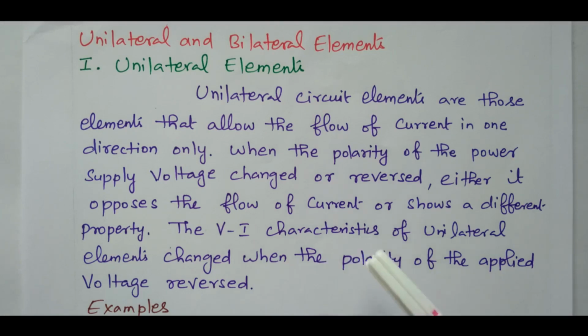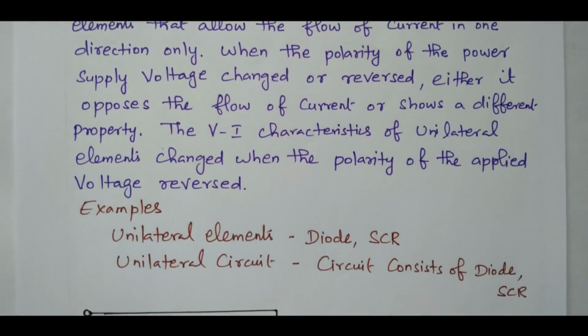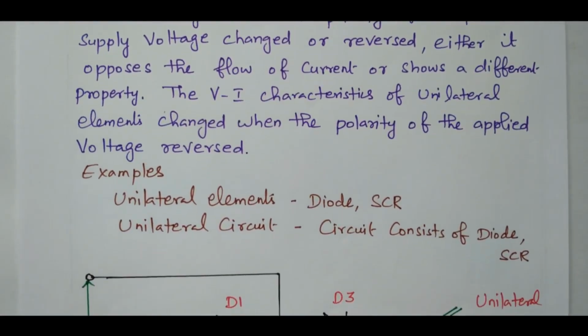So the VI characteristics of a unilateral element change when the polarity of the applied voltage is reversed. Right? It will give different VI characteristics. It will work in only one direction for current flow. If there is any change in the current direction or polarity, the property will change. Right? So the example for this unilateral element is the diode, SCR. So for the diode, we know the forward bias and reverse bias.